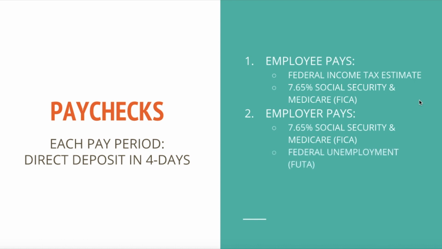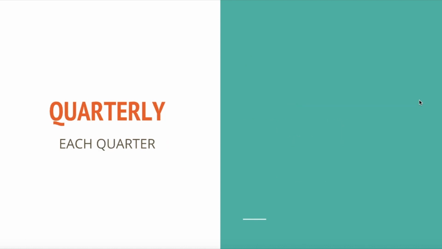And you also pay federal unemployment, FUTA taxes, and state unemployment. These tend to be very small. Federal unemployment is only on the first 7,000 of wages, unless it's been updated.